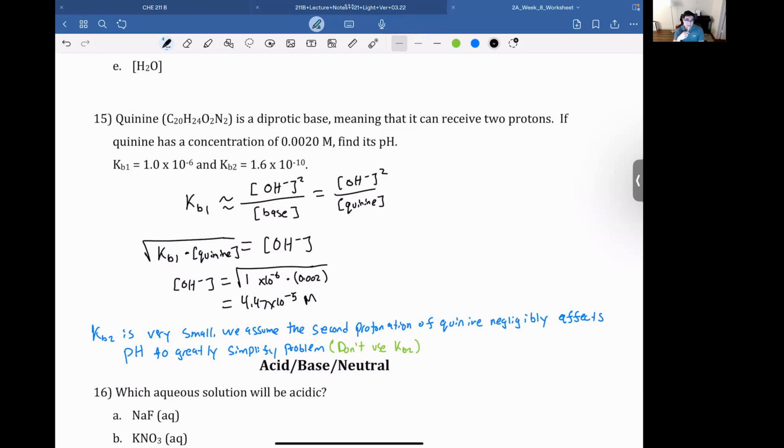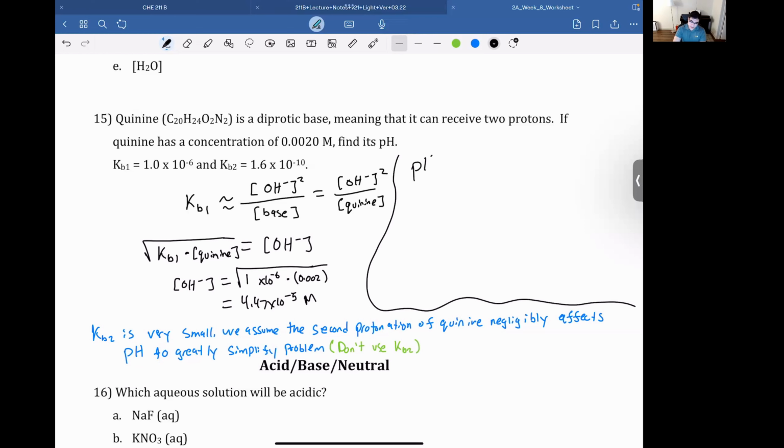Otherwise, you're going to have to basically do 2 ice tables. If you really want exact answers, you would have to do 2 ice tables. Depending on the molarity, you might not be able to make some approximation. You'd have to use the quadratic formula, and so on and so forth. And it just takes a while. You have kind of a two-way ice table because then it's affecting the first protonated quinine, and it gets complicated, just trying to get an exact answer. So let's not do that. Let's assume that it doesn't really affect the problem.